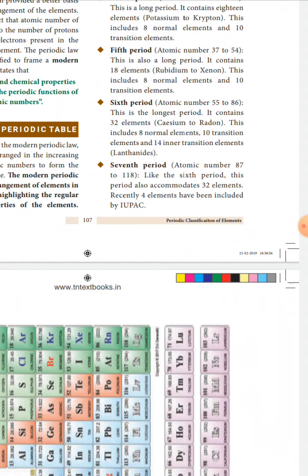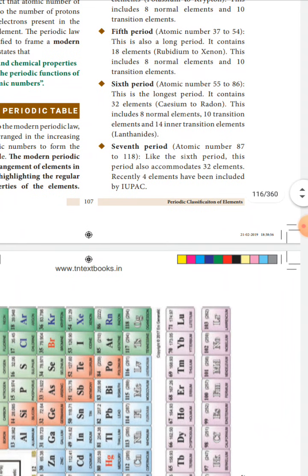So in the sixth period, starting from atomic number 55, that is cesium, barium, and next, 57 to 71 is given under the periodic table, at the bottom of the periodic table, which is called the lanthanide series. Atomic number 72 is hafnium, then tantalum, tungsten, rhenium, osmium, iridium, platinum, gold, mercury, thallium, lead, bismuth, polonium, astatine, and the last one, element 86, is a noble gas, radon.